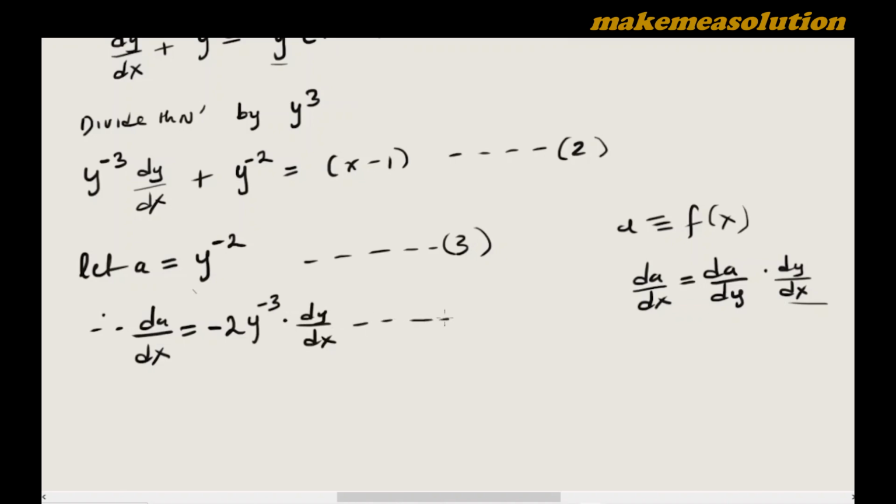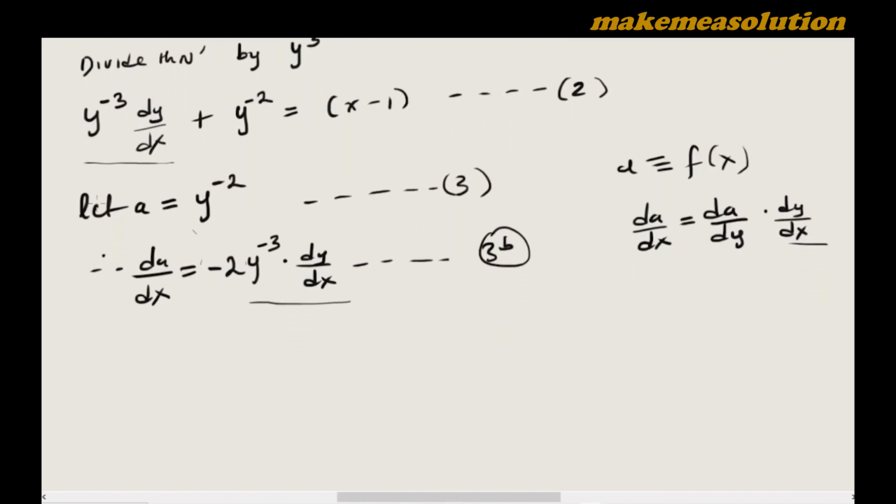So this is 3b. Now of course you're going to examine 3b and the first term of equation 2, they are almost similar, except for the fact that a minus 2 is missing in this equation 2. So you're going to multiply equation 2 through by minus 2. So this is what we're going to get.